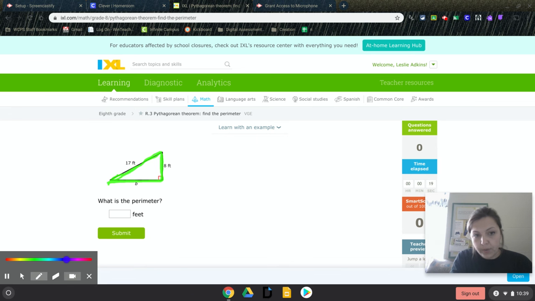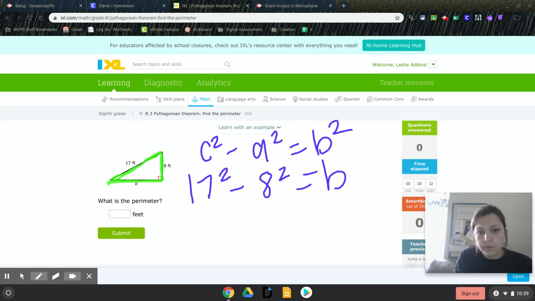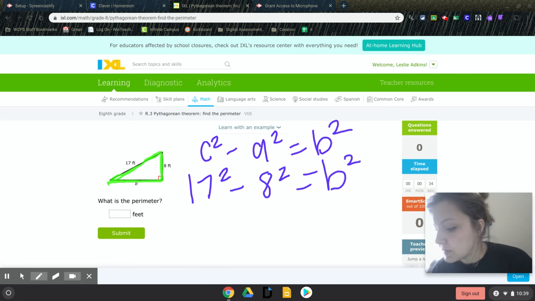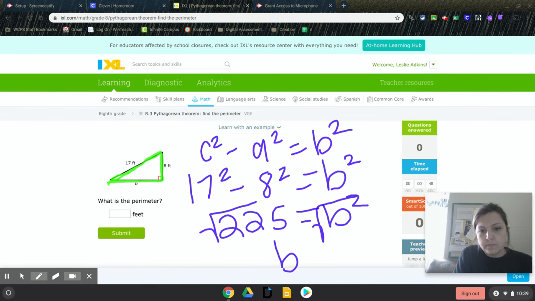This is a leg. We have our hypotenuse, so we're going to use c squared minus a squared equals b squared. So 17 squared minus 8 squared will equal b squared. That gives us 225. Take the square root of both sides. So your missing side length is 15.